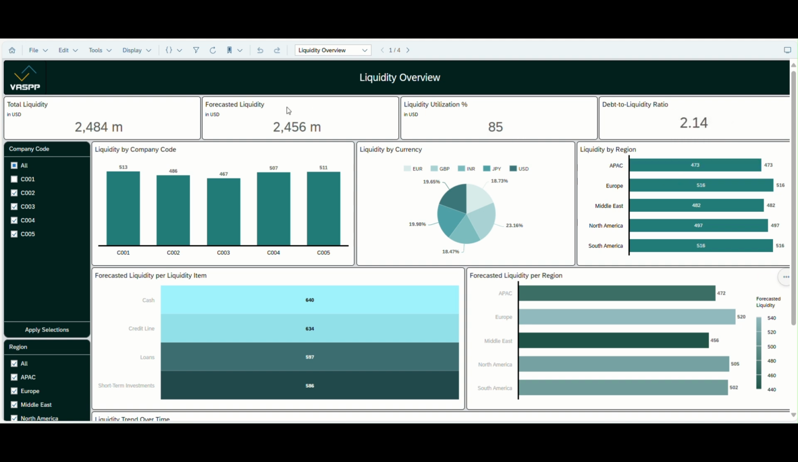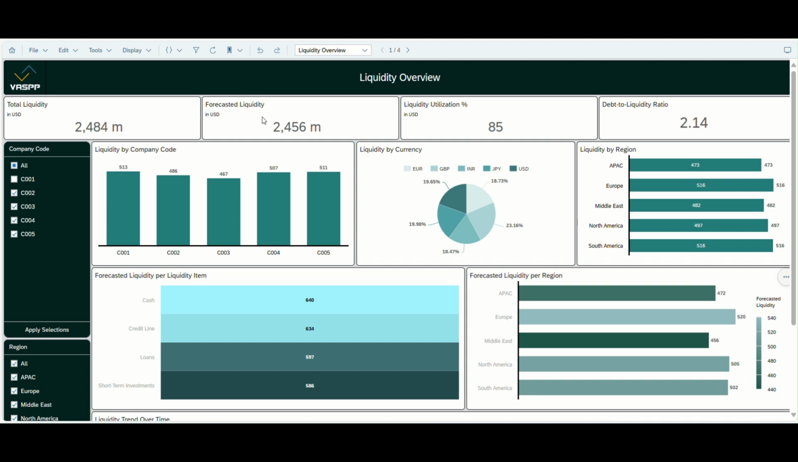Right at the top, we see the heartbeat of your treasury. Total liquidity stands at $2.48 billion. That's your liquid strength across every company, region, and currency. But it's not just what you have today, it's what you expect tomorrow. Forecasted liquidity at $2.46 billion helps you anticipate cash needs and opportunities, so you're never caught off guard.